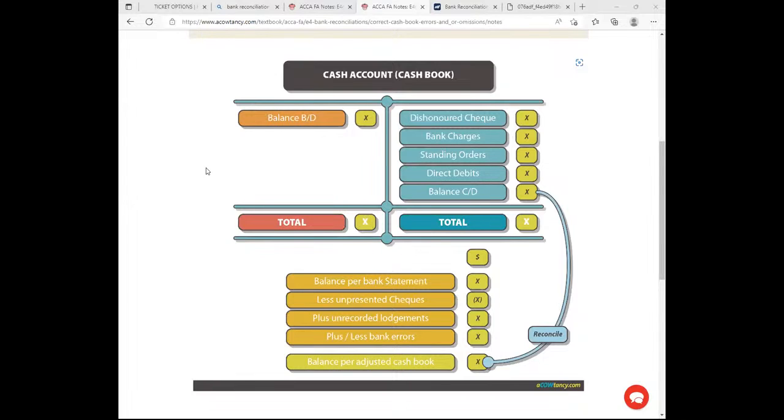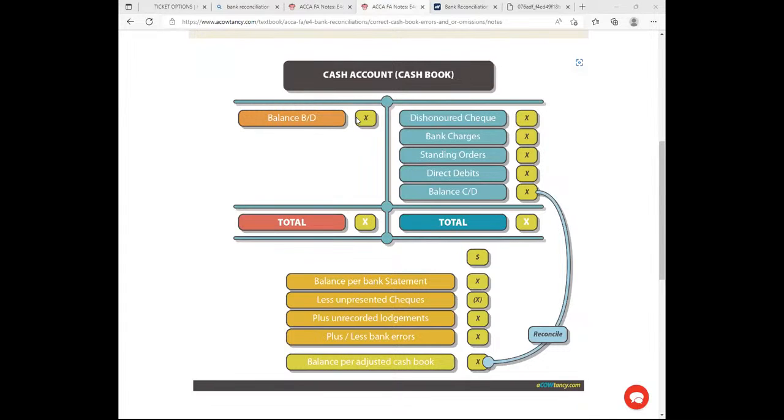I hope you are able to see there are two major things that you must always have. Whenever you talk of a bank reconciliation, you must have a cash account, what you call a cash book. In the cash book, bring the balance brought down and put it there on the debit side.